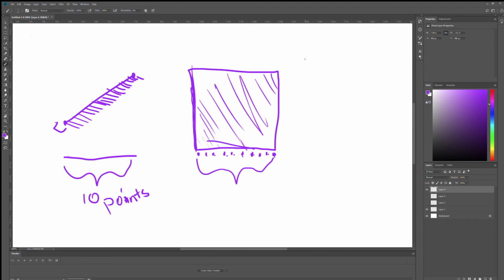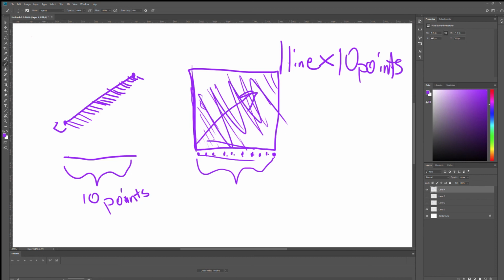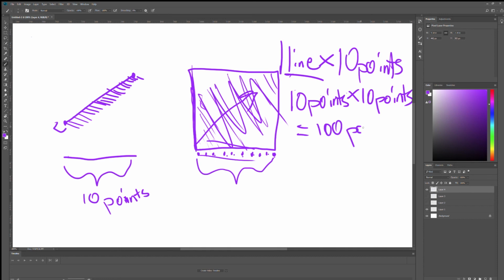So one line, we can use a little bit of math, times however many points there are here. I'm going to say 10. I know I probably didn't draw a 10, but whatever. Times the 10 points. Well, if we want the number of points that are in this entire face, that's easy. We know what this line is. This line is 10 points long, and 10 points times 10 points equals 100 points. So we know that there are 100 points in this area.